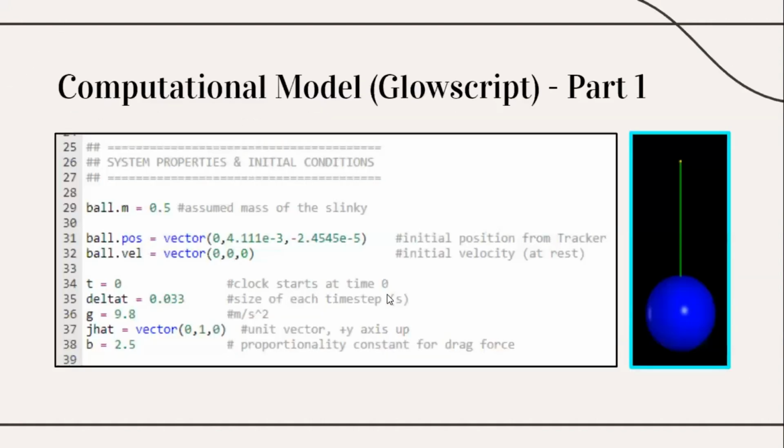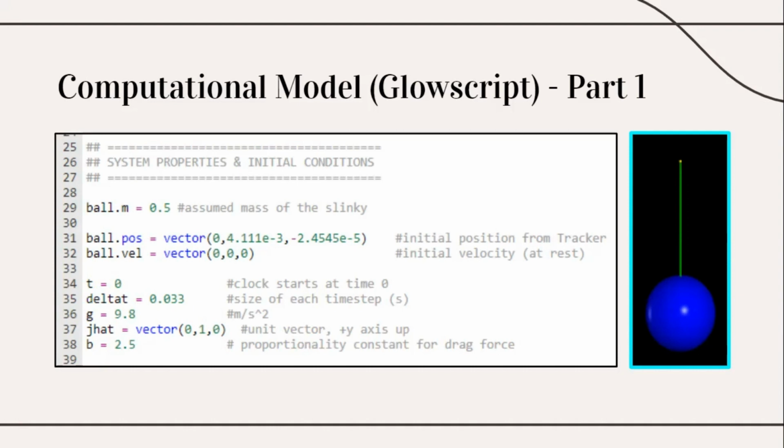Models with descriptions. Here are the initial conditions set. The mass of the Slinky on line 29 is approximately 0.5 kilograms, and the position and velocity vectors on lines 31 and 32 come from the initial Tracker data. The Slinky's initial position is 0, 4.1 times 10 to the negative third, negative 2.5 times 10 to the negative fifth meters. The Slinky starts at rest, so its initial velocity vector is 0, 0, 0. The proportionality constant was estimated, and g equals the gravitational constant on Earth, 9.8 meters per second squared.